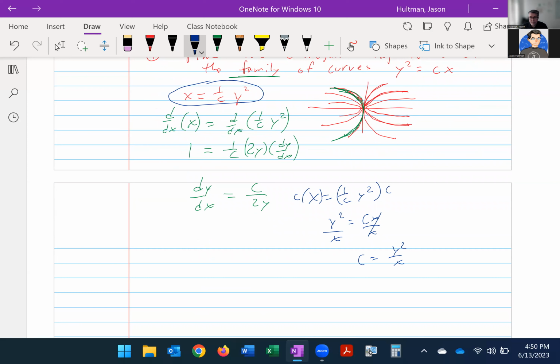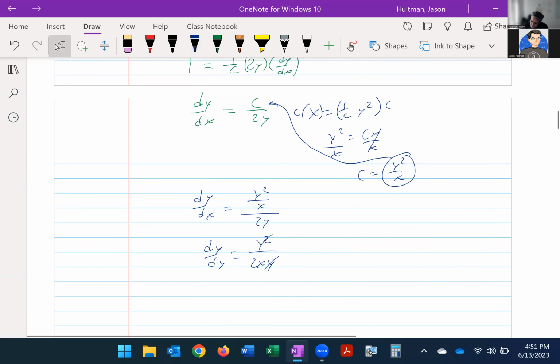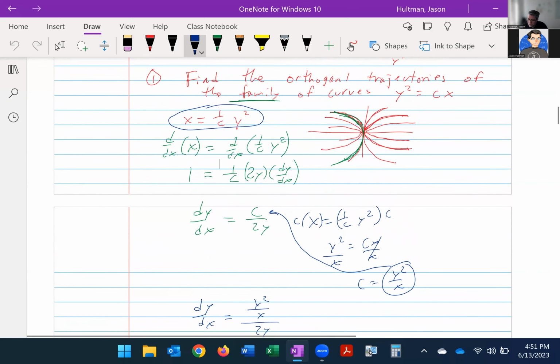Okay, c is a function of x and y there. So what am I going to do? I'm going to substitute that into my equation for the derivative, and I get dy/dx is equal to y squared over x, all over 2y. That will simplify to y squared over 2xy, and one of these y's will cancel, leaving me with just y over 2x.